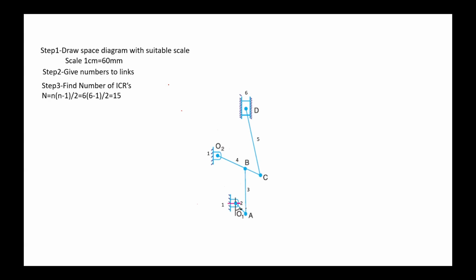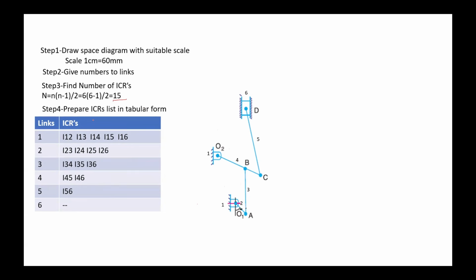But as per step number 4, you have to prepare the ICR list in tabular form. What are those 15 ICRs you have calculated? You have to make one table. The first column contains the links, and the second column contains the ICRs. Links are six, already counted: 1, 2, 3, 4, 5, 6. These are the links.